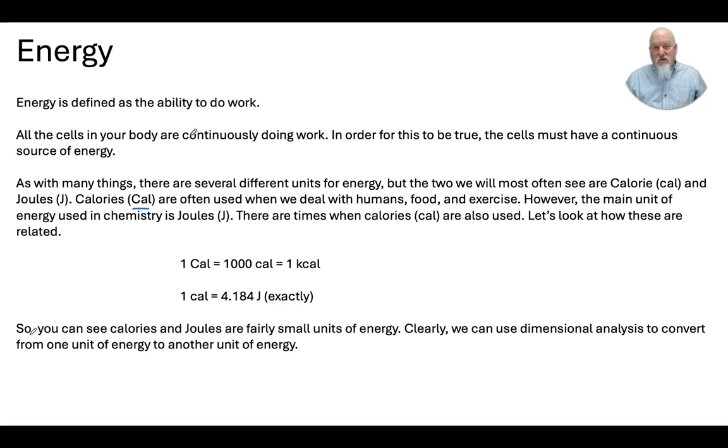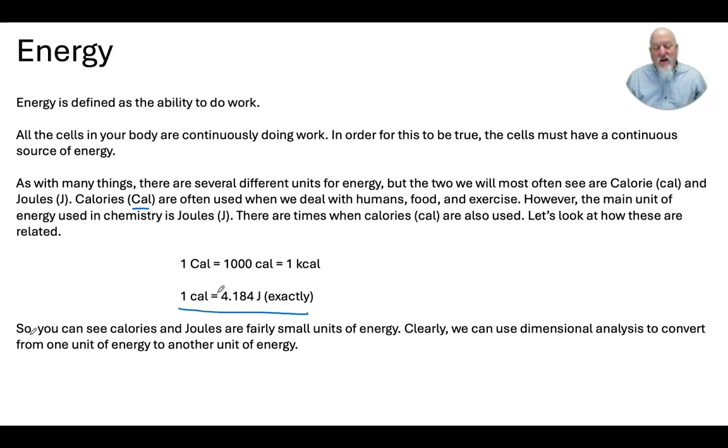There is another version with a lowercase c, but those are much smaller units, 1,000 times smaller than the capital C. So 1 capital C calorie is equal to 1,000 little c calories. It's also called a kilocalorie, but we'll see that in a second. The other unit, which is the scientific unit and the SI unit, is the joule. The conversion between lowercase calorie and joules is 1 calorie equals 4.184 joules. That's exact.